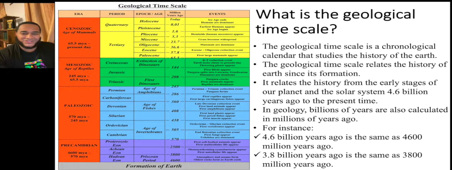How do we know those numbers? How do we calculate the age of those numbers that you can see here on this image? How do geologists know? Moving into the next slide, we should ask ourselves this question. How do we calculate the age of strata in geology? We know this number in years by using absolute dating and relative dating.